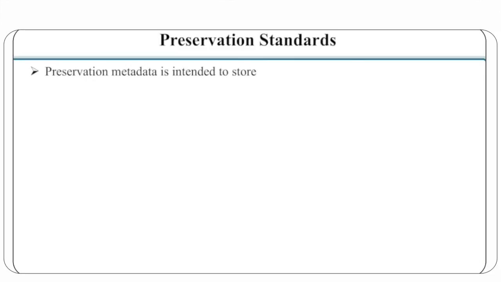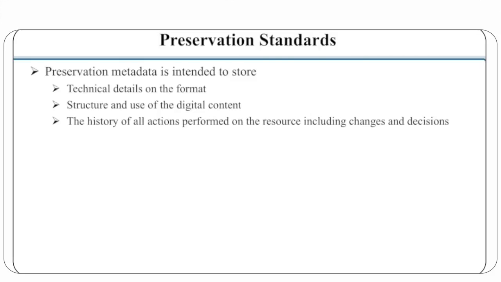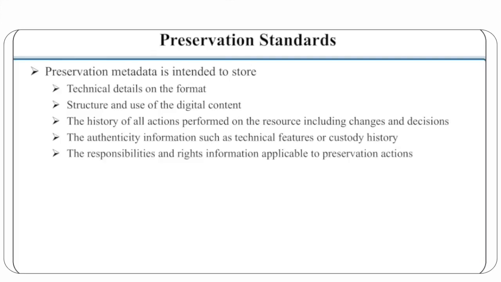Preservation metadata is intended to store technical details on the format, structure, and use of the digital content, the history of all actions performed on the resource, including changes and decisions, the authenticity information such as technical features or custody history, and the responsibilities and rights information applicable to preservation actions.